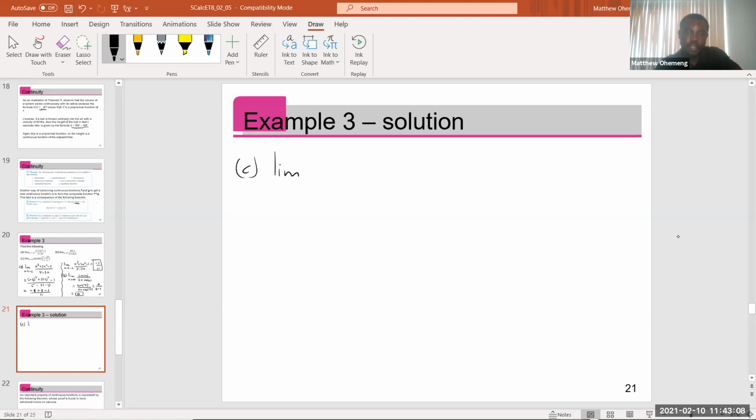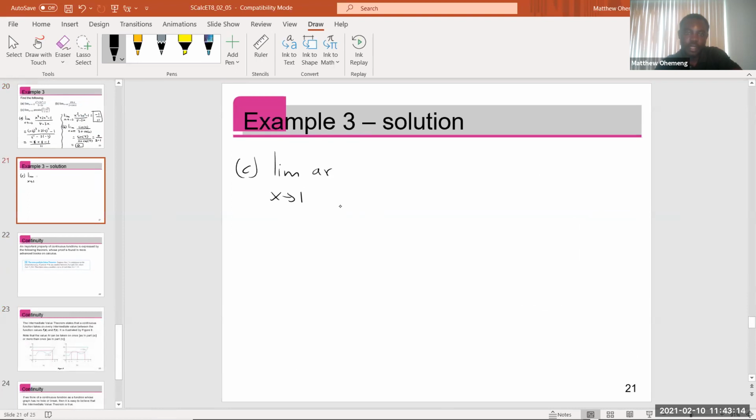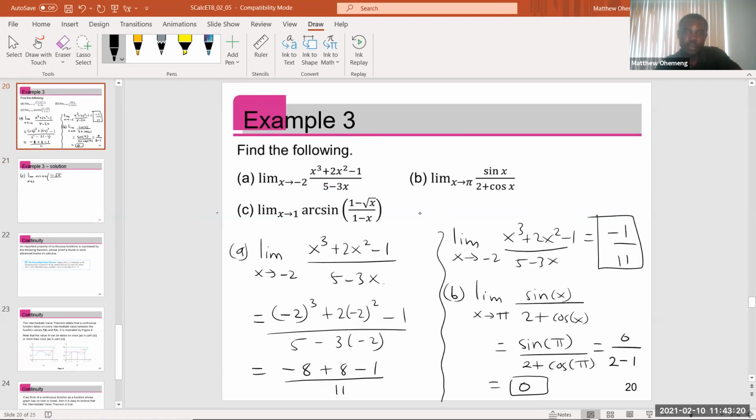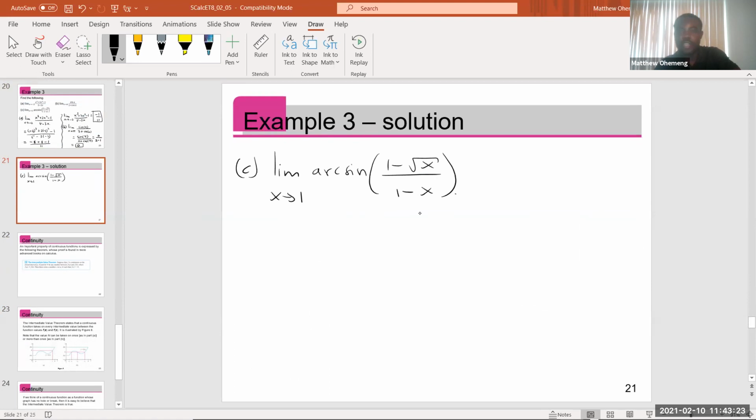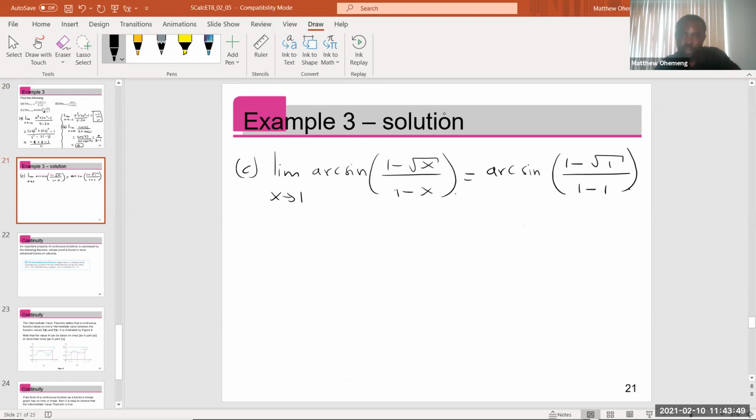For C, we have the limit as x approaches 1 of arc sine of (1 minus square root of x) over (1 minus x). How do you get this? Well, we first try direct substitution. So arc sine of 1 minus square root of 1 over 1 minus 1. Oh, wait. The function is not continuous here. I think there's a typo here. Let me tweak this a little. This is supposed to be 2. All right, let's try 2.